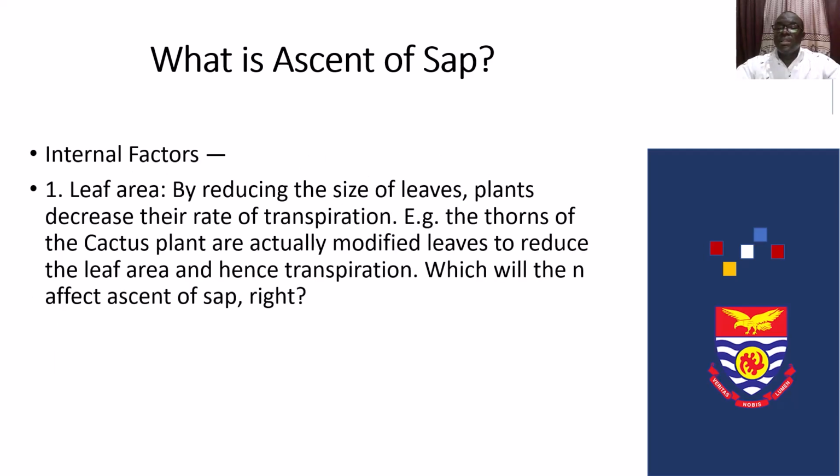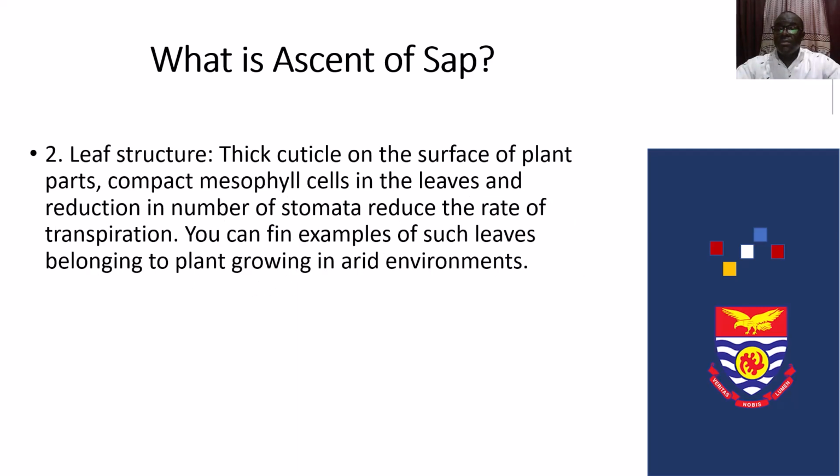Internal factors. Leaf area: by reducing the size of leaves, plants decrease their rate of transpiration. Example, the thorns of the cactus plant are actually modified leaves to reduce the leaf area and hence transpiration, which will then affect the ascent of sap, right?